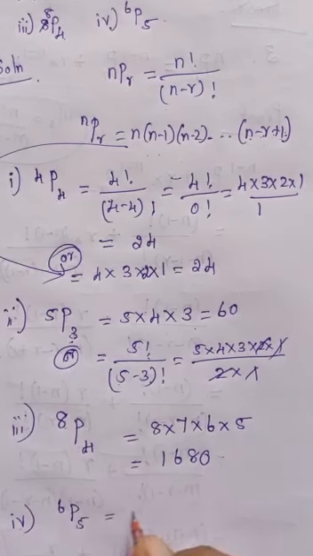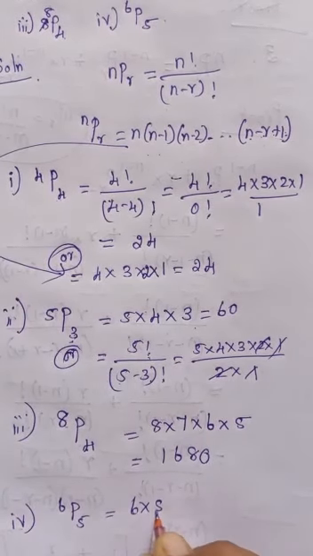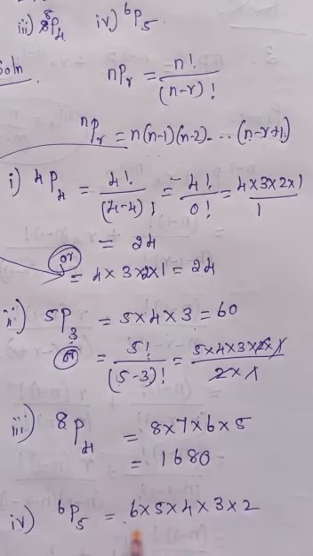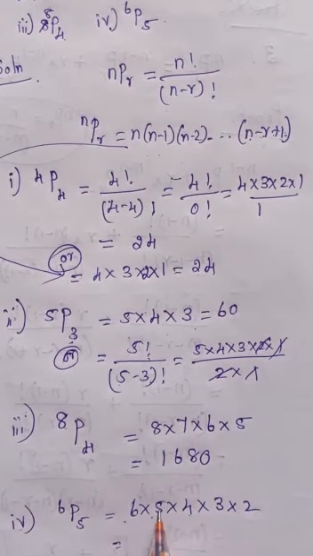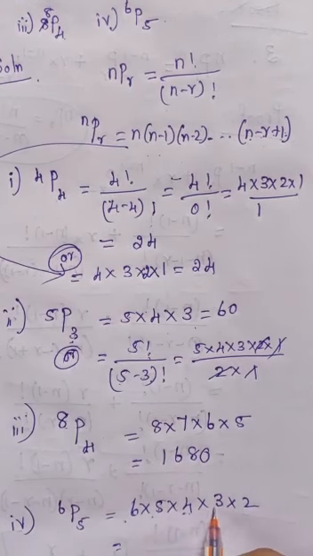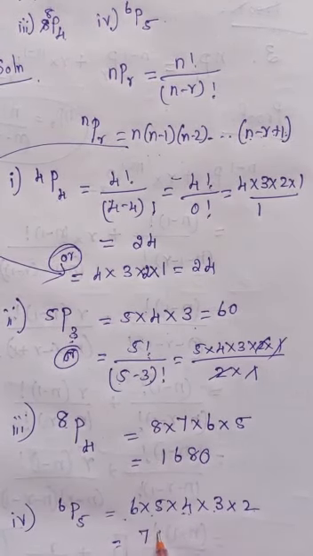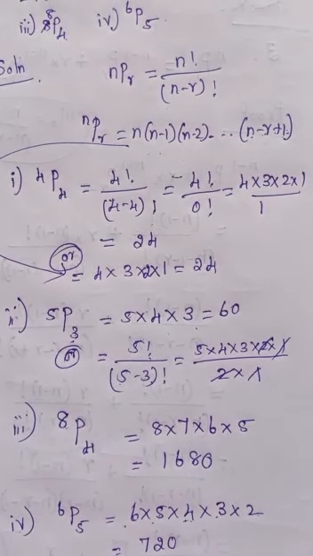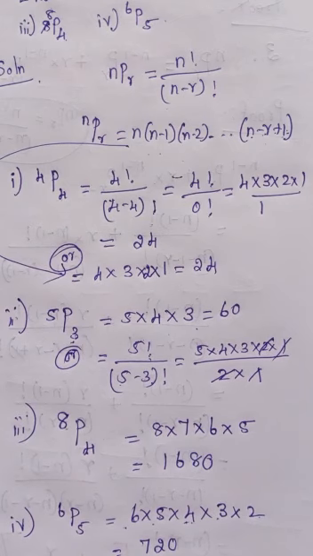Okay. The fourth subdivision is 6P5. So 5 times in descending order: 6 into 5 into 4 into 3 into 2. Yeah, 30 into 4, 120. Yeah. 720 is the answer. Is that clear? You can use any one formula method or that shortcut which I told you to do it.